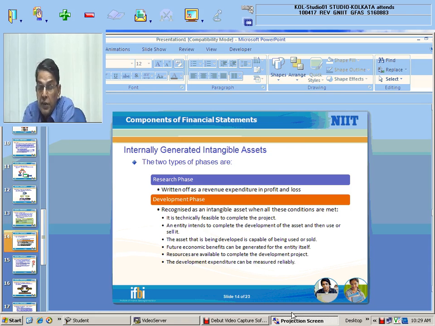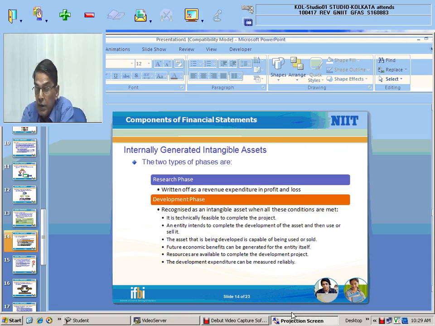During the development phase, whatever expenditures are incurred may be recognized as an intangible asset when the following conditions are met. Number one, it is technically feasible to complete the project. Second, an entity intends to complete the development of the asset and then use or sell it. Number three, the asset being developed is capable of being used or sold. Number four, future economic benefits can be generated for the entity itself. Number five, resources are available to complete the development project. And number six, the development expenditure can be measured reliably.